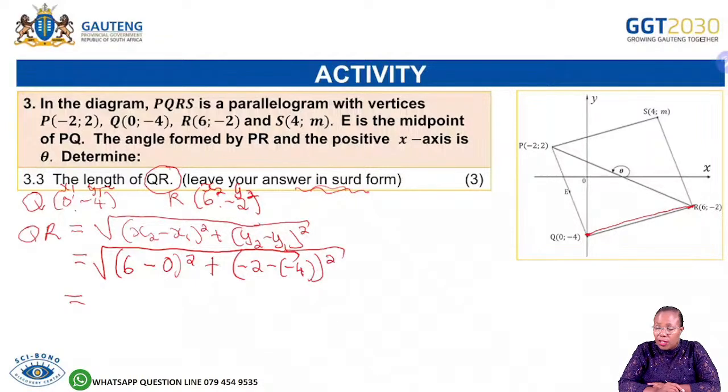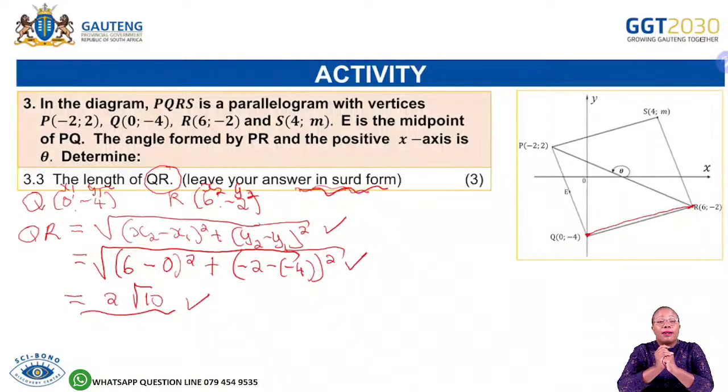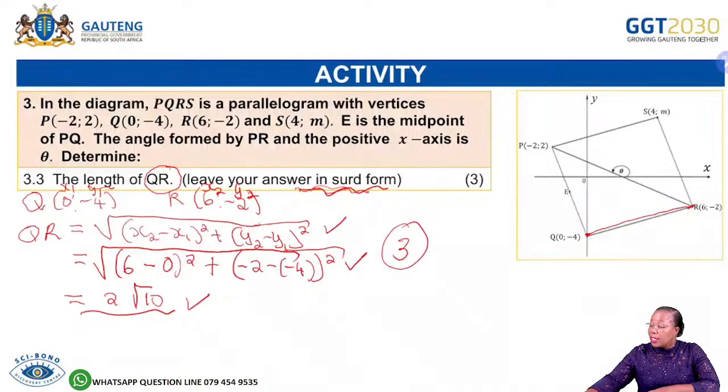Avoid simplifying in between. Therefore this will be 2 square root of 10. Leave your answer in surd form. Therefore we leave our answer in that surd form. The first mark will be for the correct distance formula. Secondly, for the substitution. The third one for the final answer in surd form, Grade 12. So this question is worth 3 marks as indicated there.